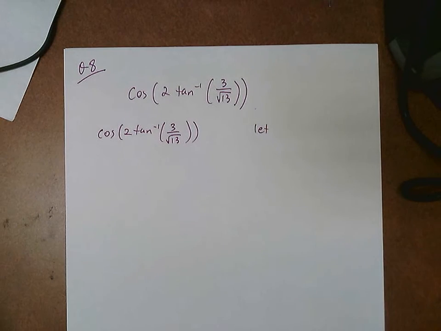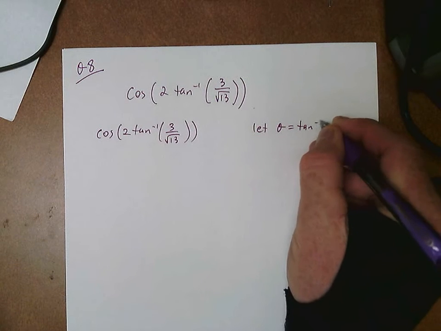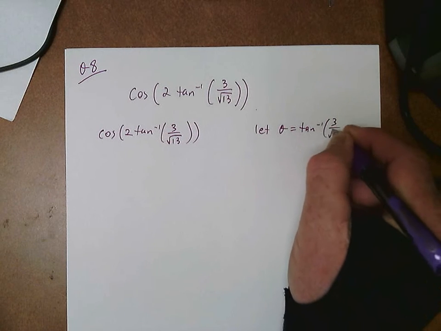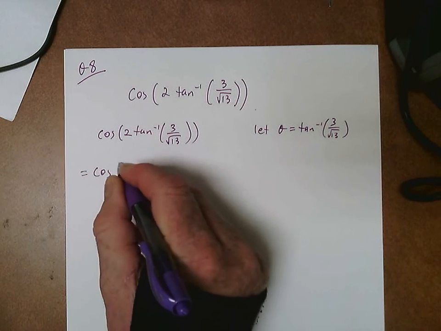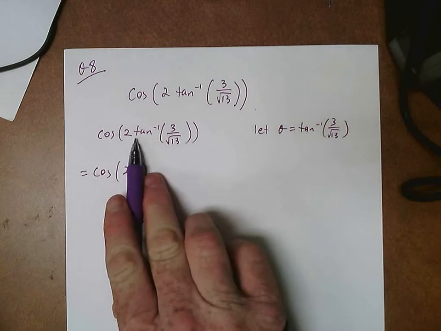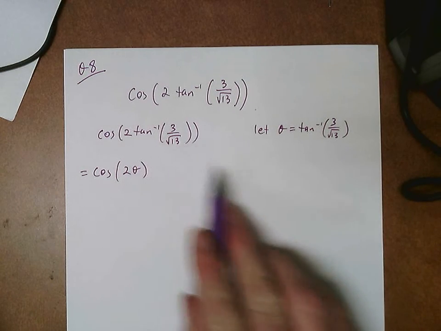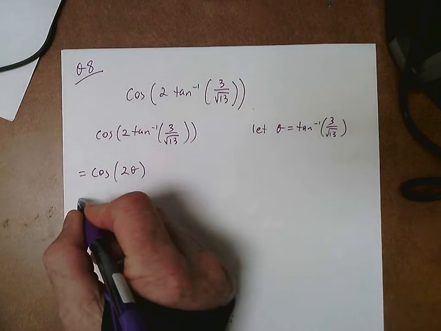Let theta equal tan inverse of 3 over root 13, and that will give you cosine 2 theta. All I've done is take this expression here and replace it with theta. So now I have cosine 2 theta.